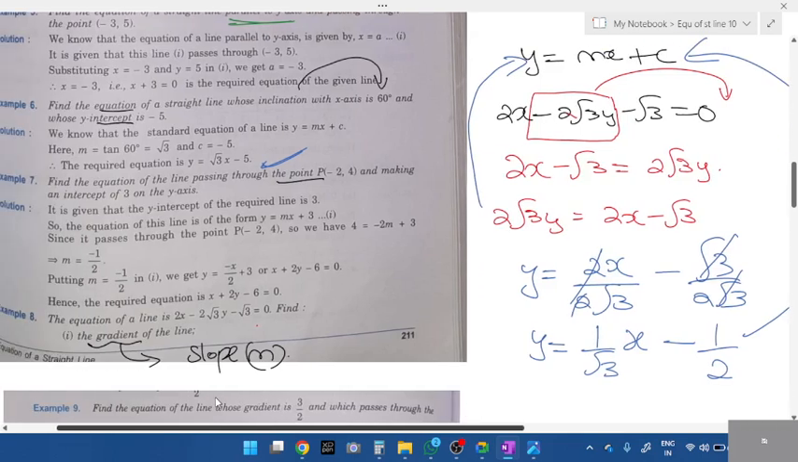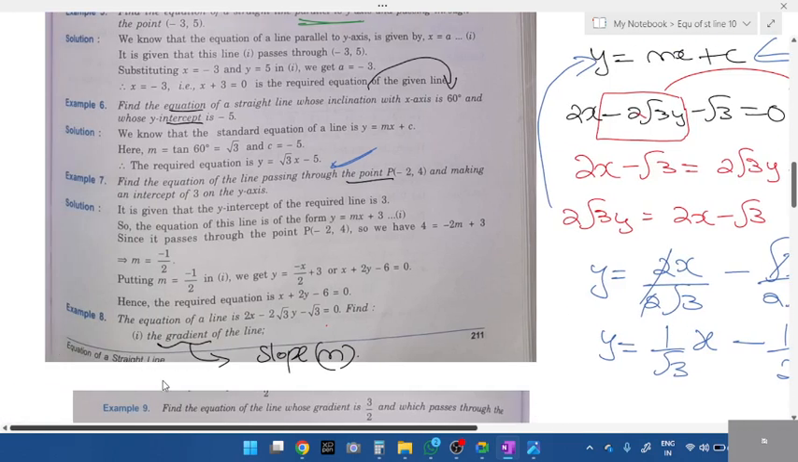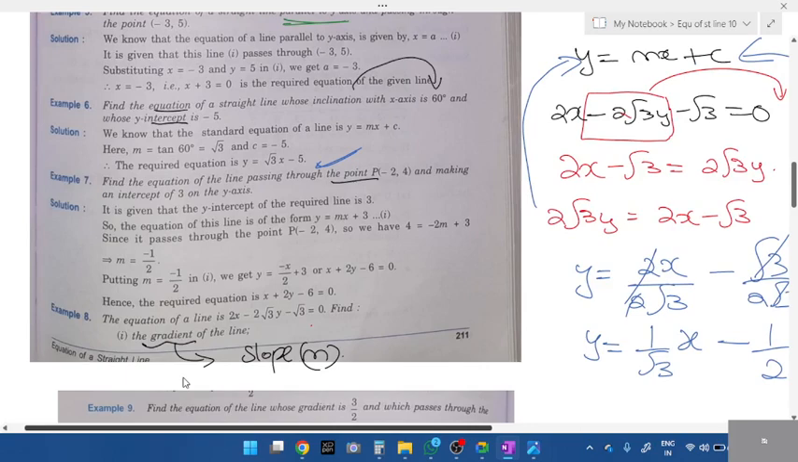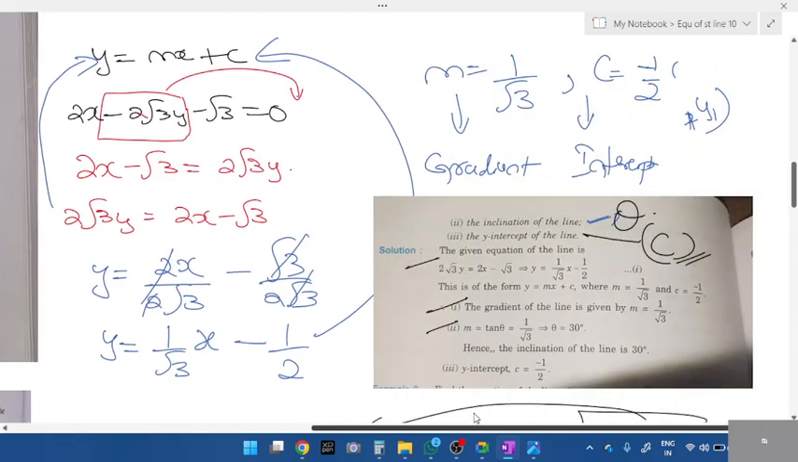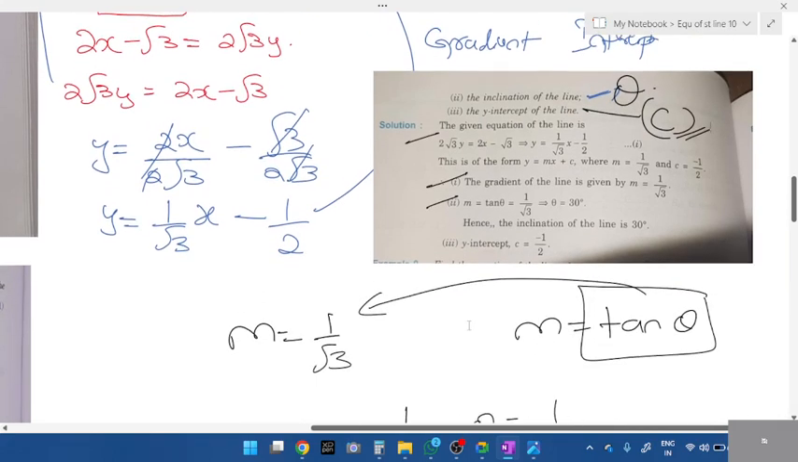You can check these questions. Page number 211. Questions 1 to 8 I've solved, okay, with the solution, students. So go through that. Solution 1 to 8. Any doubts in this question? All of you understood or any doubts?